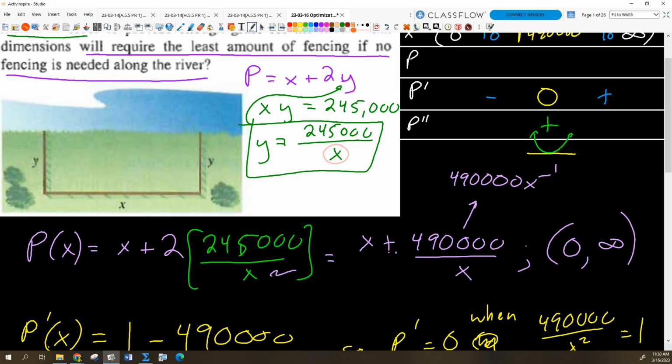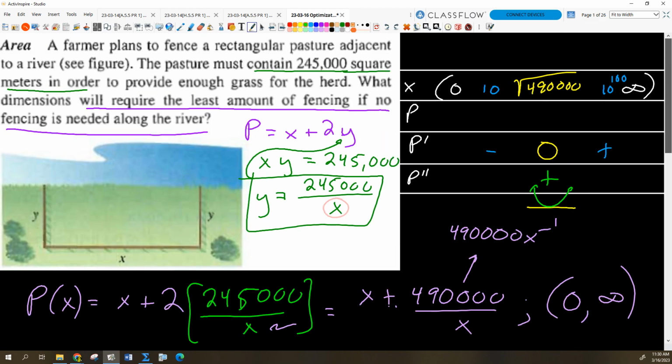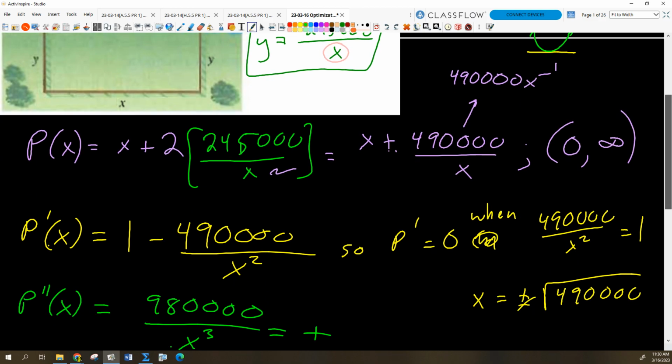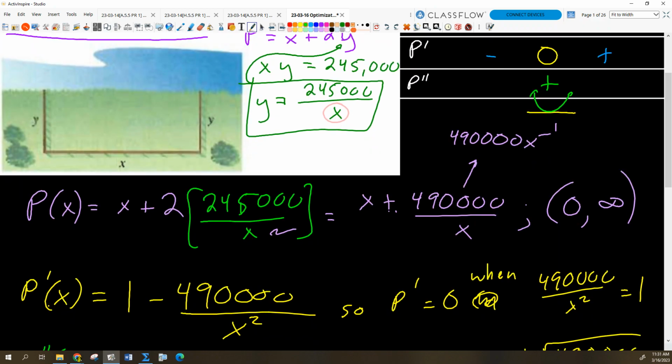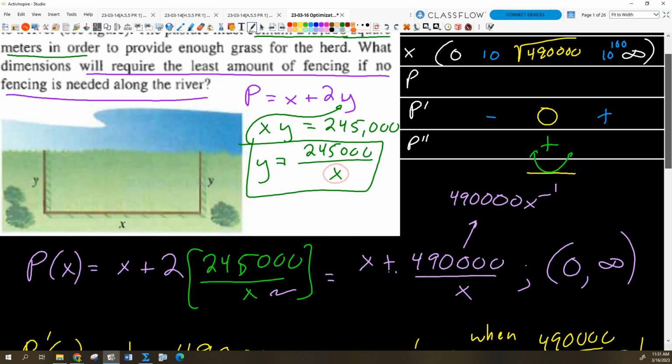So if there's only one extremum in our whole domain for a function that is continuous, where's our function? Right, right here. That's continuous on our domain, that's got to be the absolute minimum, doesn't it? Right? There's no other way we could get a smaller number. So we found it. The square root of 490,000 is the value of x.